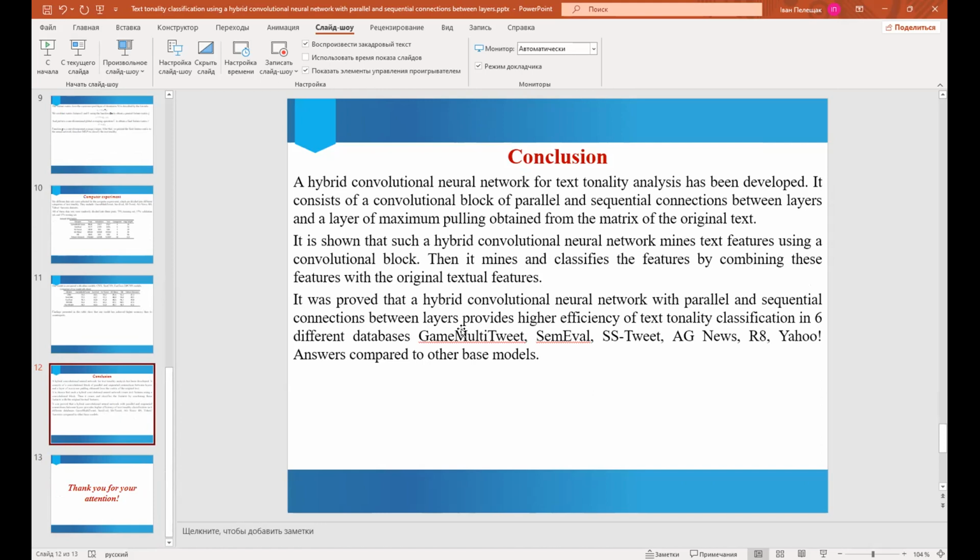It is shown that such a hybrid convolutional neural network mines text features using a convolutional block. Then it mines and classifies the features by combining these features with the original text features. It was proved that a hybrid convolutional neural network with parallel and sequential connection between layers provides higher efficiency of text tonality classification in six different databases.